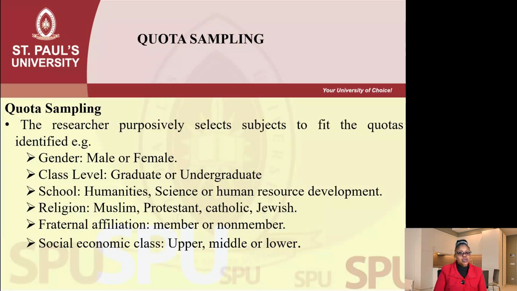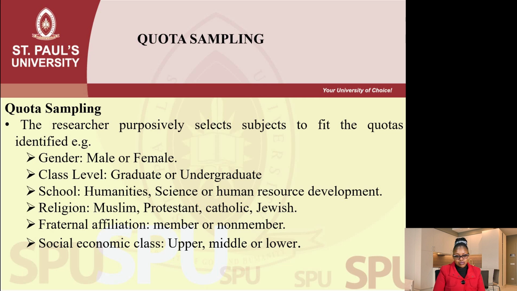So then we go to quota sampling. Quota sampling is an interesting one because here you select subjects according to the quotas that you have identified. So let's say you are dealing with students in St. Paul's University, and students in St. Paul's University are, let's say, 7,000. They understand the problem that you're researching on. They are aware about it.